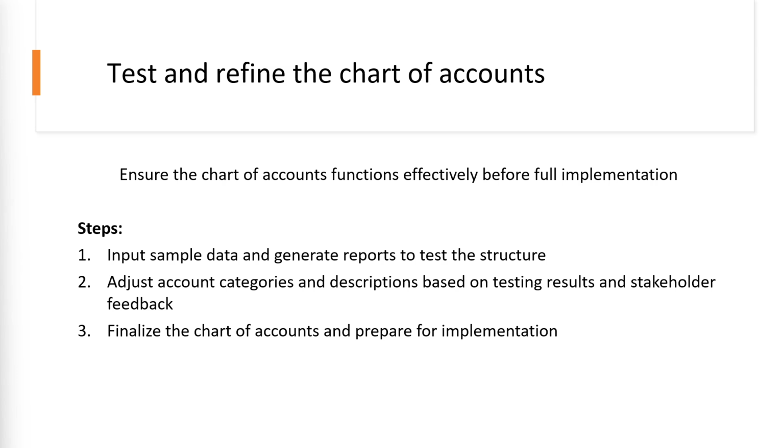Based on your testing results and feedback from key stakeholders, make adjustments to the account categories and descriptions as necessary. Once everything is refined and functioning smoothly, you can finalize the chart of accounts and prepare for its full implementation within your organization.